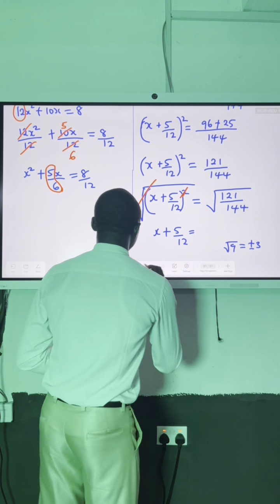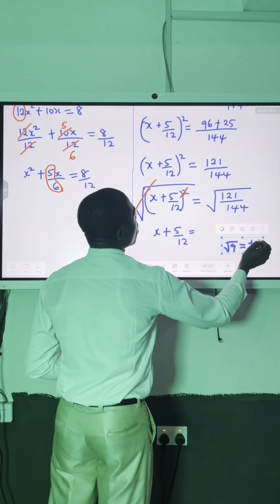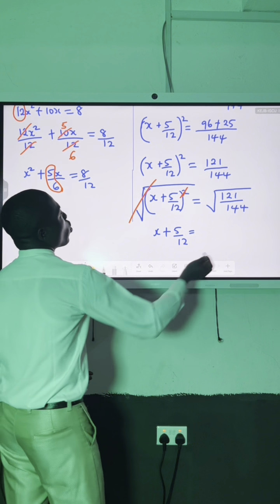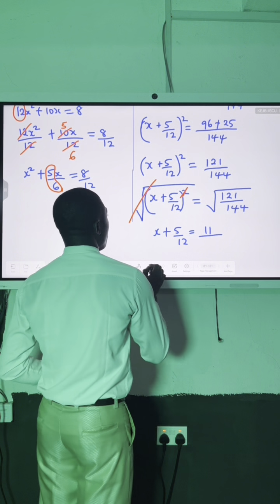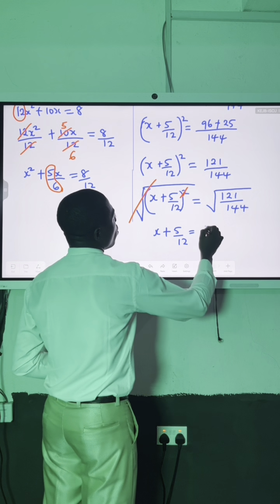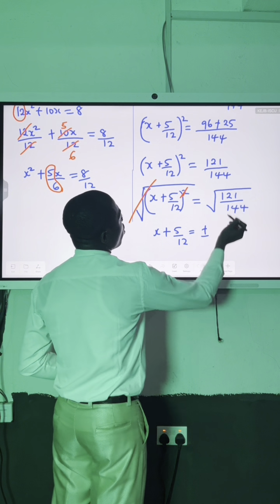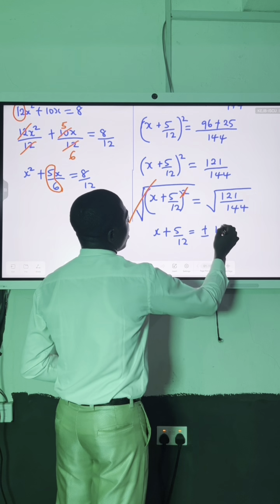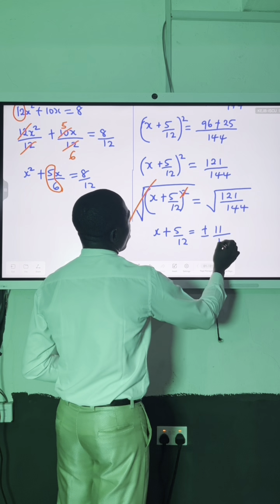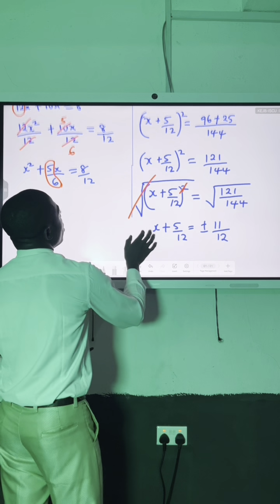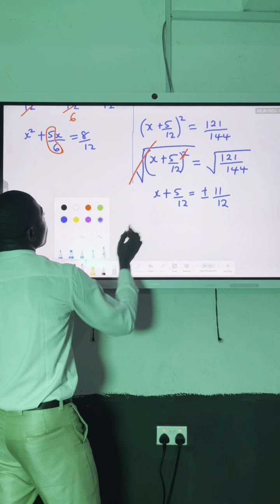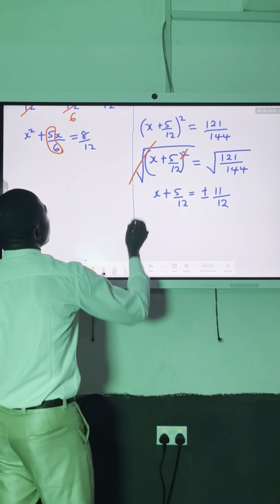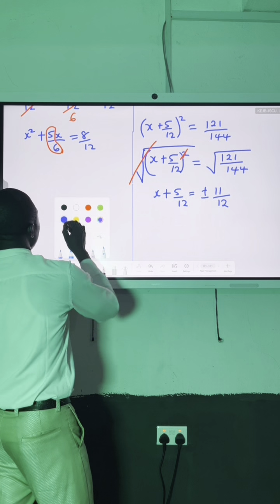Okay? That means that over here, the square root of 121 is 11 over, let me put the plus or minus first because we are taking the square root, so we have plus or minus. Square root of 121 is 11. Square root of 144 is 12. Okay? So let's carry on.